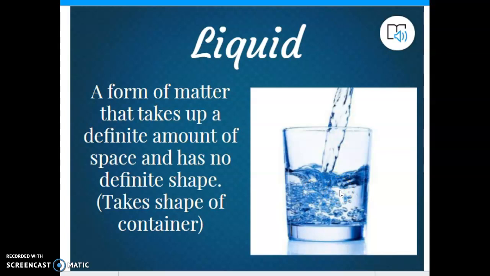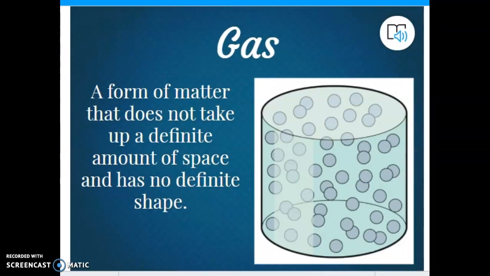And the important thing to know about liquid is, although it takes up a definite amount of space, it has a definite volume, it does not have a definite shape because it takes the shape of its container. If we were able to look at the molecules of a liquid, they're a little further apart than they are in a solid, and they're not nearly as far apart as they are in a gas.